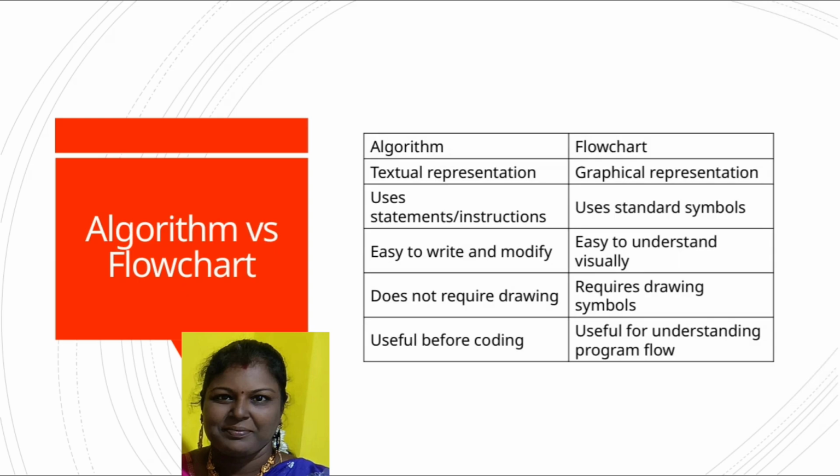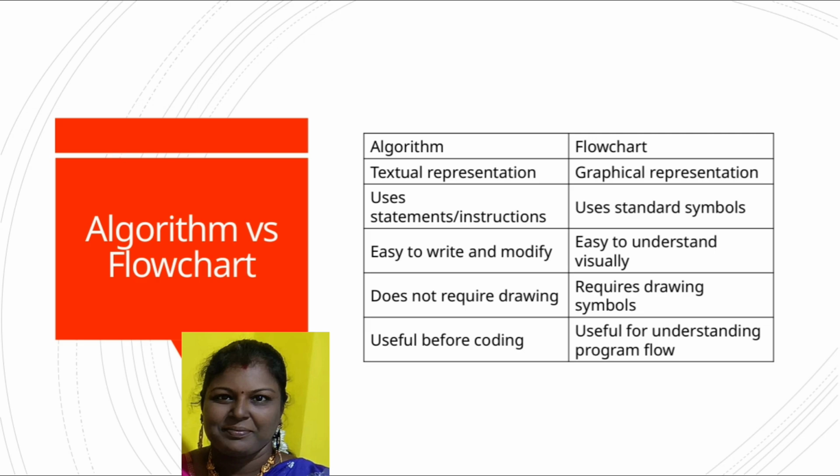When we talk about algorithms and flowcharts, we're comparing two ways to represent a process. Algorithms use text, statements, and instructions you can write and tweak easily. Flowcharts, on the other hand, show the same ideas with symbols, making the flow easier to see at a glance. Algorithms don't need any drawing, which is great before coding. Flowcharts require some sketching, but help you understand how a program moves from one step to the next. Both have their place in planning and problem-solving.